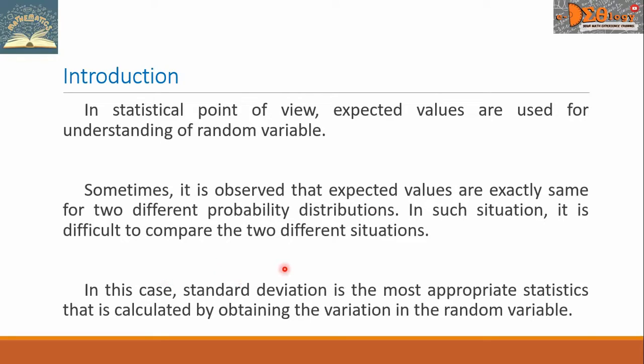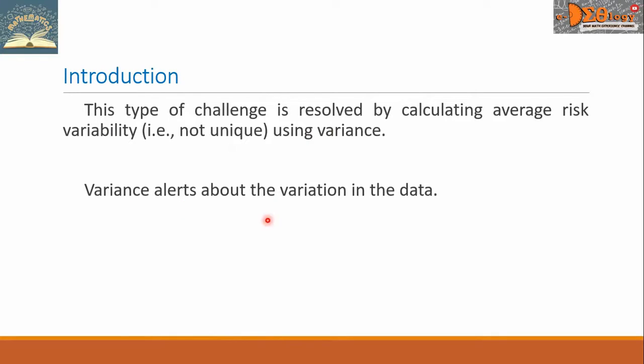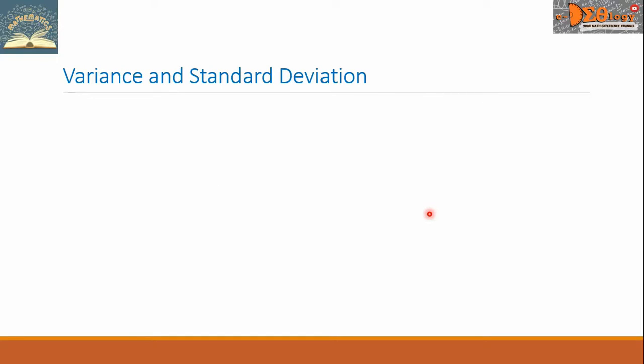In this case, standard deviation is the most appropriate statistic, calculated by obtaining the variation in the random variable. This type of challenge is resolved by calculating average risk variability that is not unique using variance. Variance alerts about the variation in the data. Let us study now variance and standard deviation.